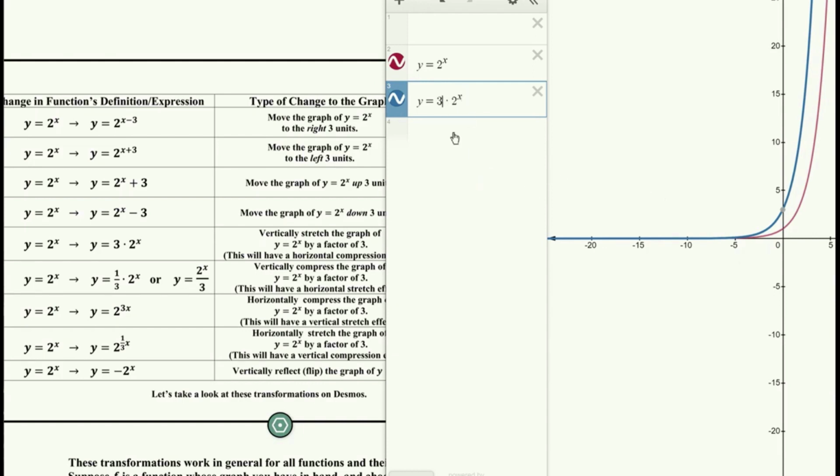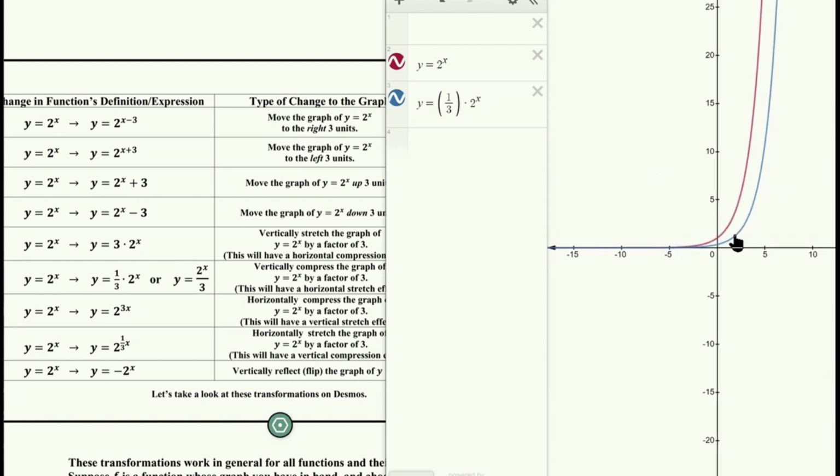So if we were to actually, instead of stretching it vertically, go ahead and multiply by 1/3 instead, notice that the main graph 2 to the x is in red, and you can see the blue one has been vertically compressed. But when you look at it horizontally, notice it looks like you actually stretched it horizontally. So a vertical stretch and a horizontal compression go hand in hand.